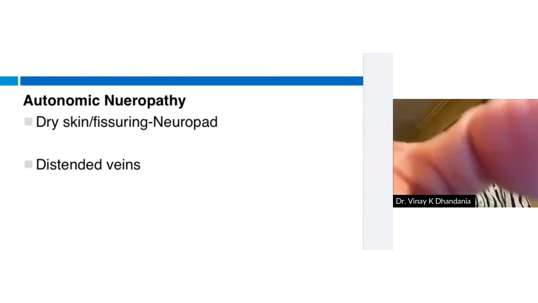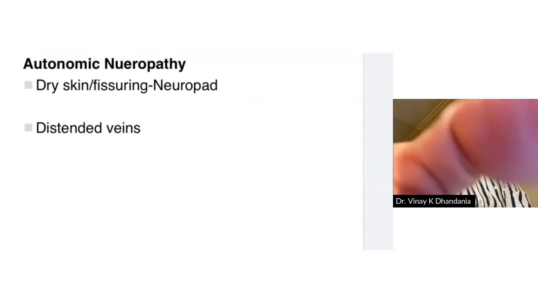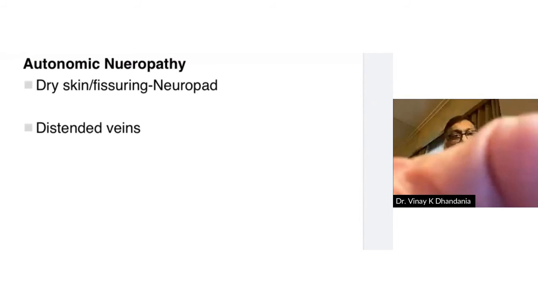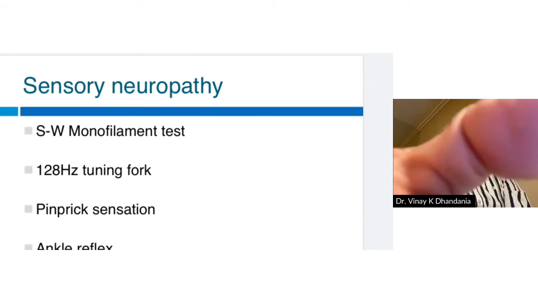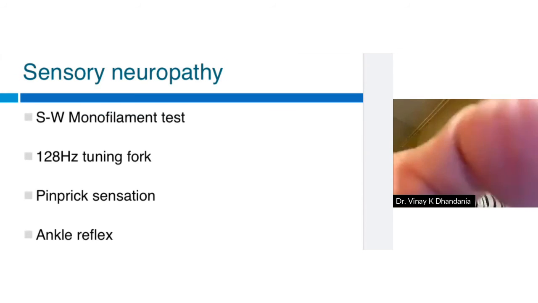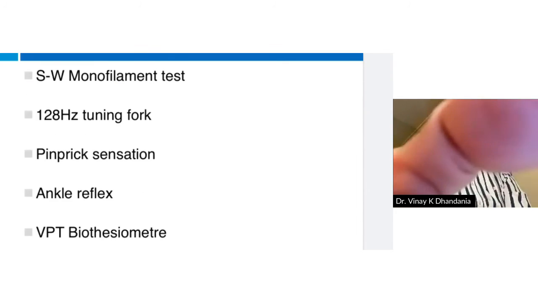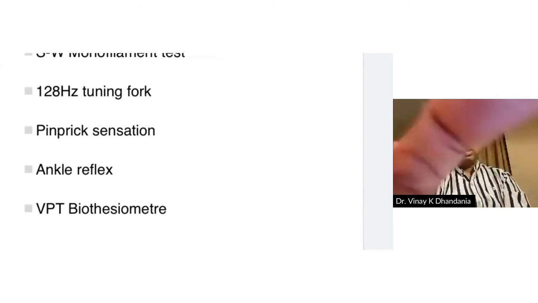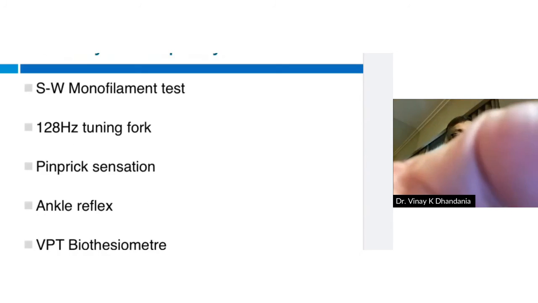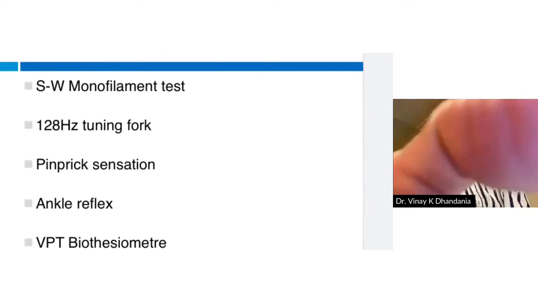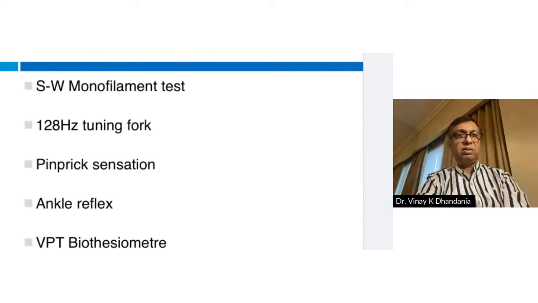Autonomic neuropathy is again a big problem. Dry skin, fissuring, and distended veins. For sensory testing, the monofilament test can be done at the standard points. The 128 Hertz tuning fork is very simple. Pinprick is very simple. Ankle reflex can be done, and VPT, if you have a biothesiometer, you can use the VPT. But the rest of the tests you can do at your clinic in a very simple, cost-effective way.